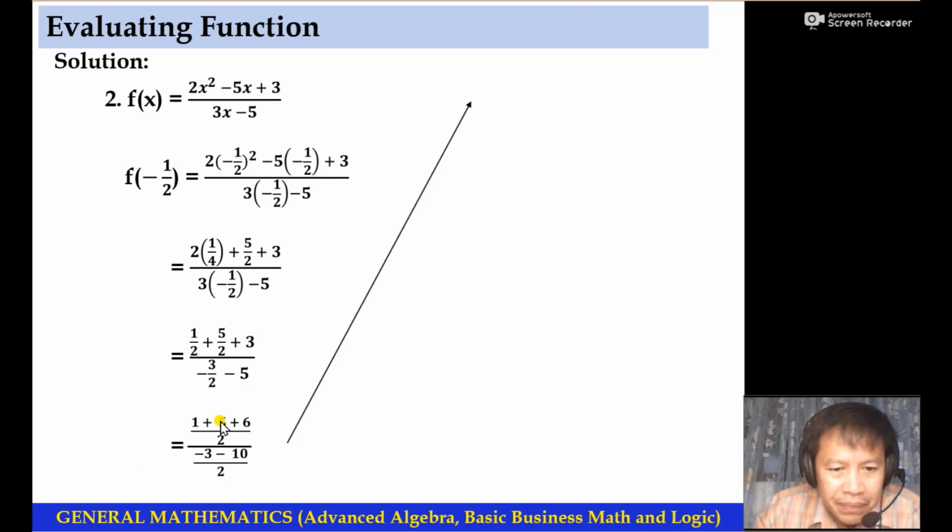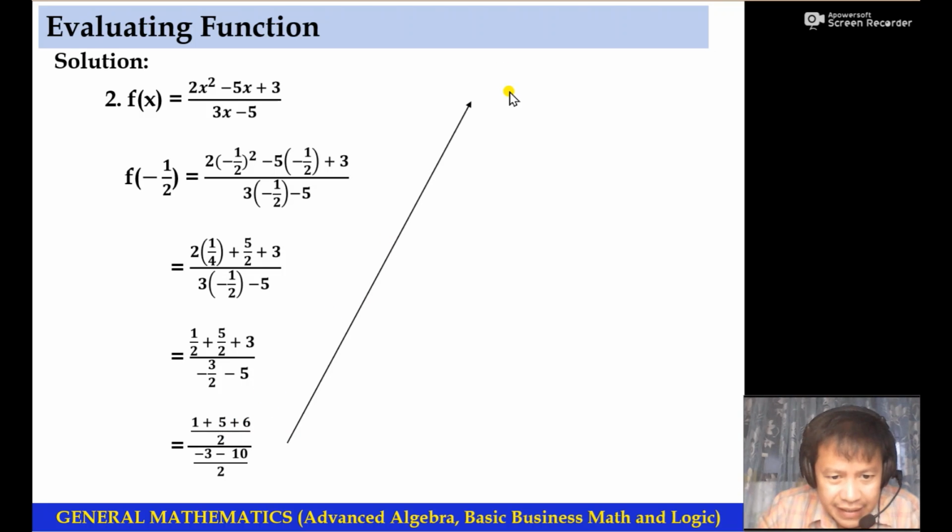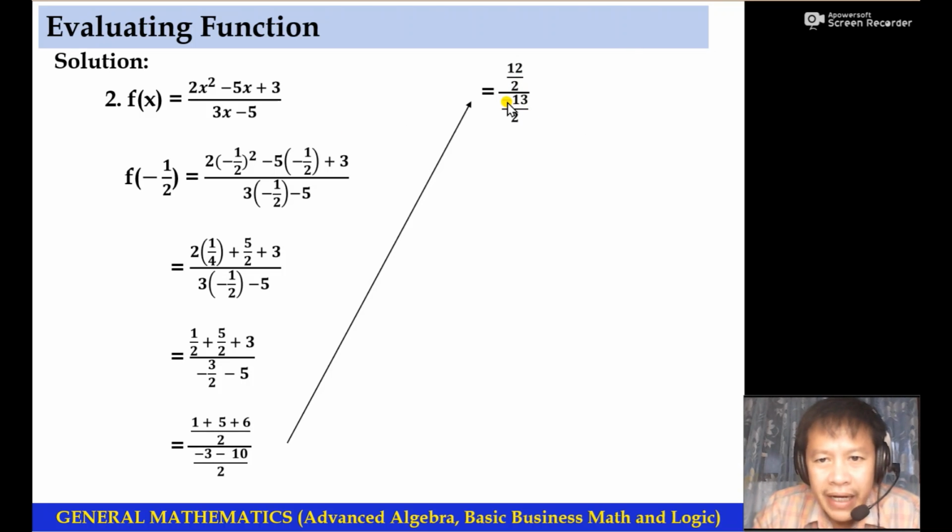1 plus 5 is 6. Plus 6 is 12. Over 2 is 6. Okay, negative 3 minus 10 is negative 13 over 2. This is our answer. So, 12 over 2 is 6, as what I have mentioned just a while ago. Then, you have negative 13 over 2.